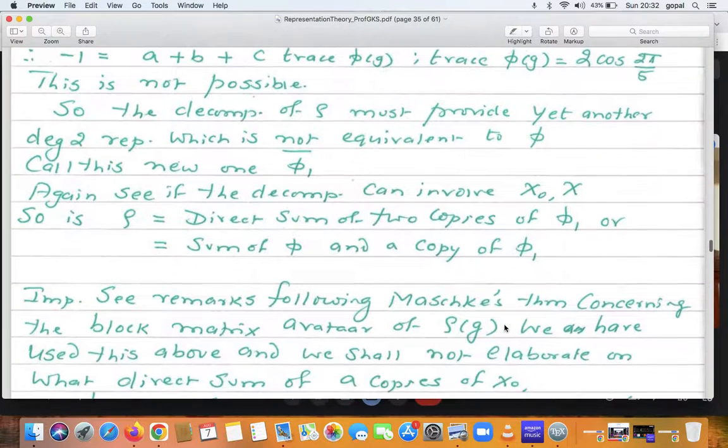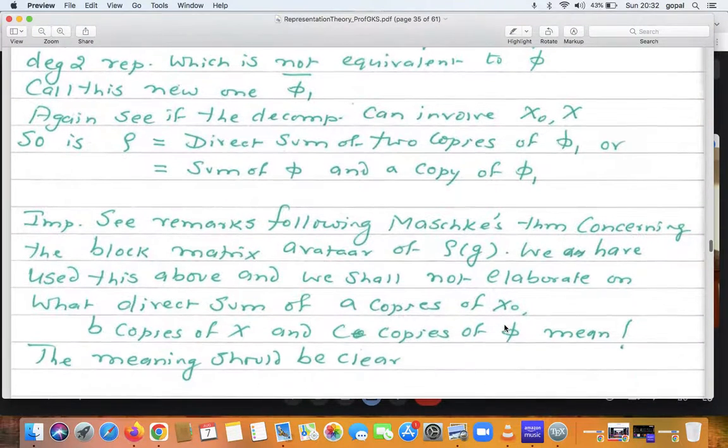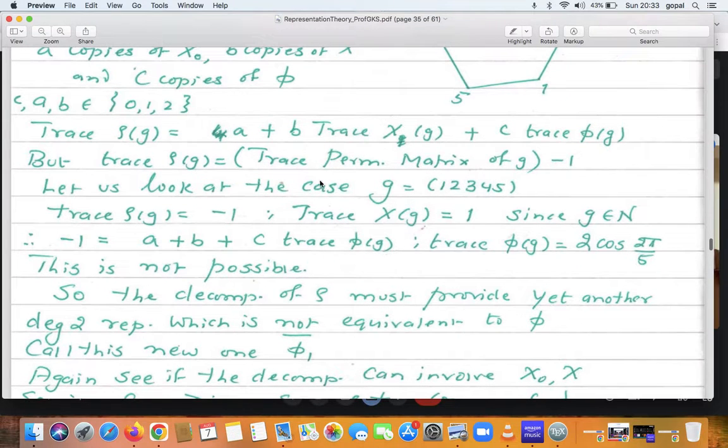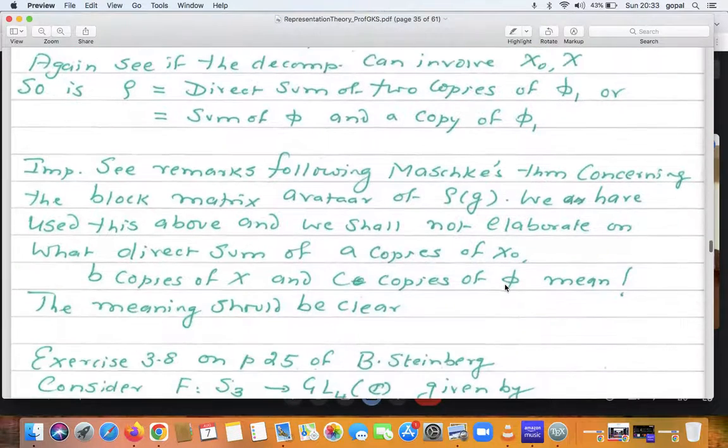Okay. So this is a notorious example. Some important remarks, following Maschke's theorem concerning the block matrix avatar of phi G. We have used this above, and we shall not elaborate on the direct sum of A copies of chi naught, B copies of chi, C copies of phi. The meaning of this should become clear. Is this correct? Yes, guys. Yes, sir.